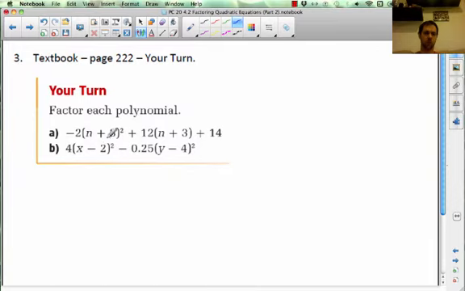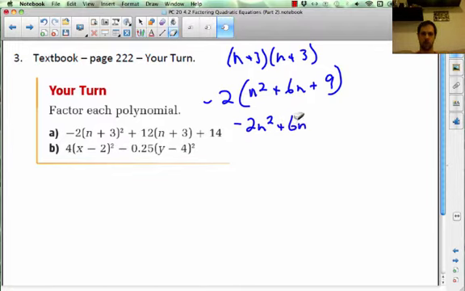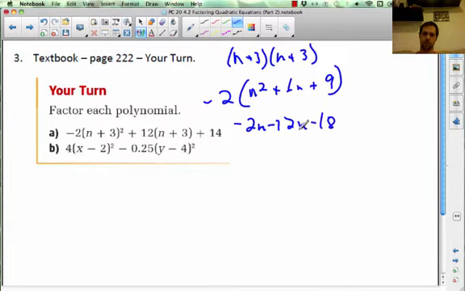So let's start by squaring the n plus 3 term. n plus 3 all squared is n plus 3 times n plus 3, which will leave us with n squared plus 6n plus 9. Now of course the -2 has to be distributed into this whole thing. So we get minus 2n squared minus 12n minus 18. Your next term, plus 12n plus 36.